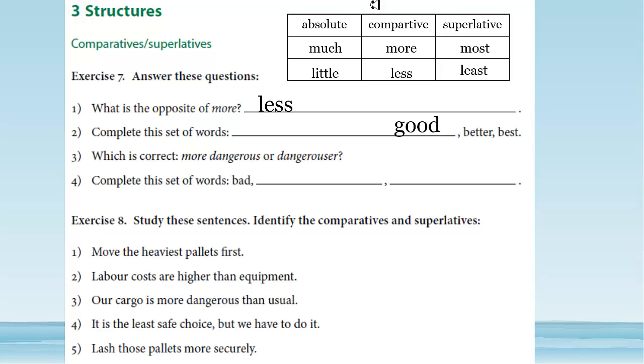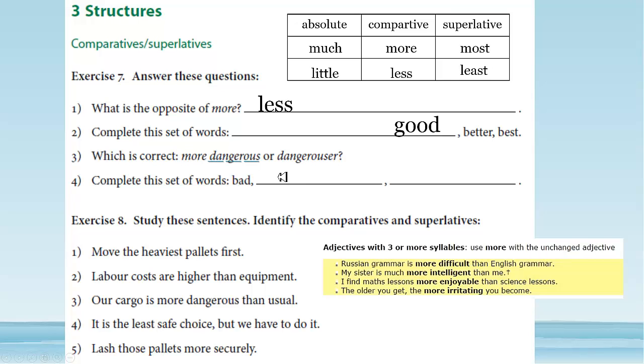So let's look at the next one, 3. Which is correct? More dangerous or dangerous-er? Well, here comes the first rule I want you to pick up. When you have 3 syllables in a word, it's when you have 3 vowels. So here's dangerous, and when that's the case, you never want to put the suffix -er on the end of the word. You have to use more. Okay? So here's a general rule. For adjectives with 3 or more syllables, you just add more to it.